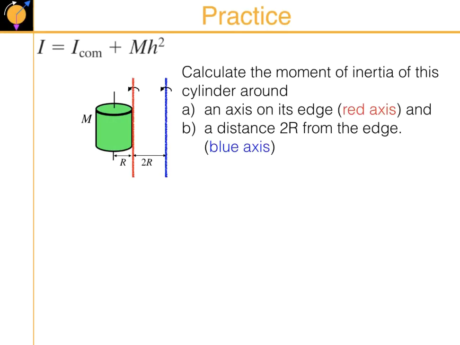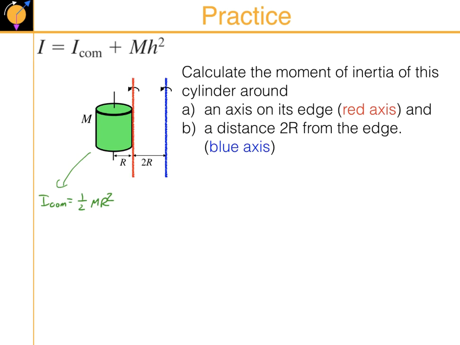So let's just do a simple example calculation of that. Here's the cylinder, and for the moment of inertia for the cylinder, by the way, we know what it is. Look it up. I'm going to write it as I center of mass, and that's in the chart. It's 1/2 mr squared. So let's say I want to find its rotational inertia, or moment of inertia, around two different axes that are parallel to the original one: the red axis and the blue axis.